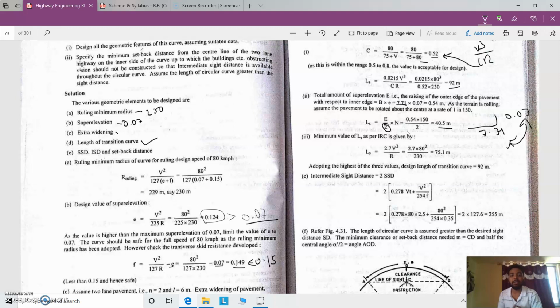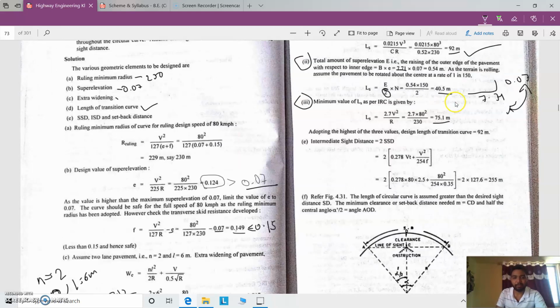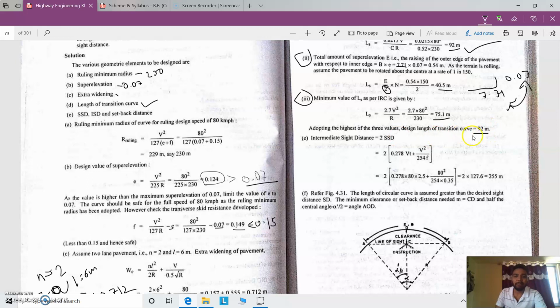And in the third assumption we consider plain terrain, 2.7 V square by R, where V is 80 kmph and 230 is the radius, and we end up with 75.1 meters. So once we compute the first, second and third conditions, you go for the highest value obtained. Here the highest value is 92 meters, by the rate of centrifugal acceleration, and 92 is considered here. This is the length of the transition curve, 92 meters.